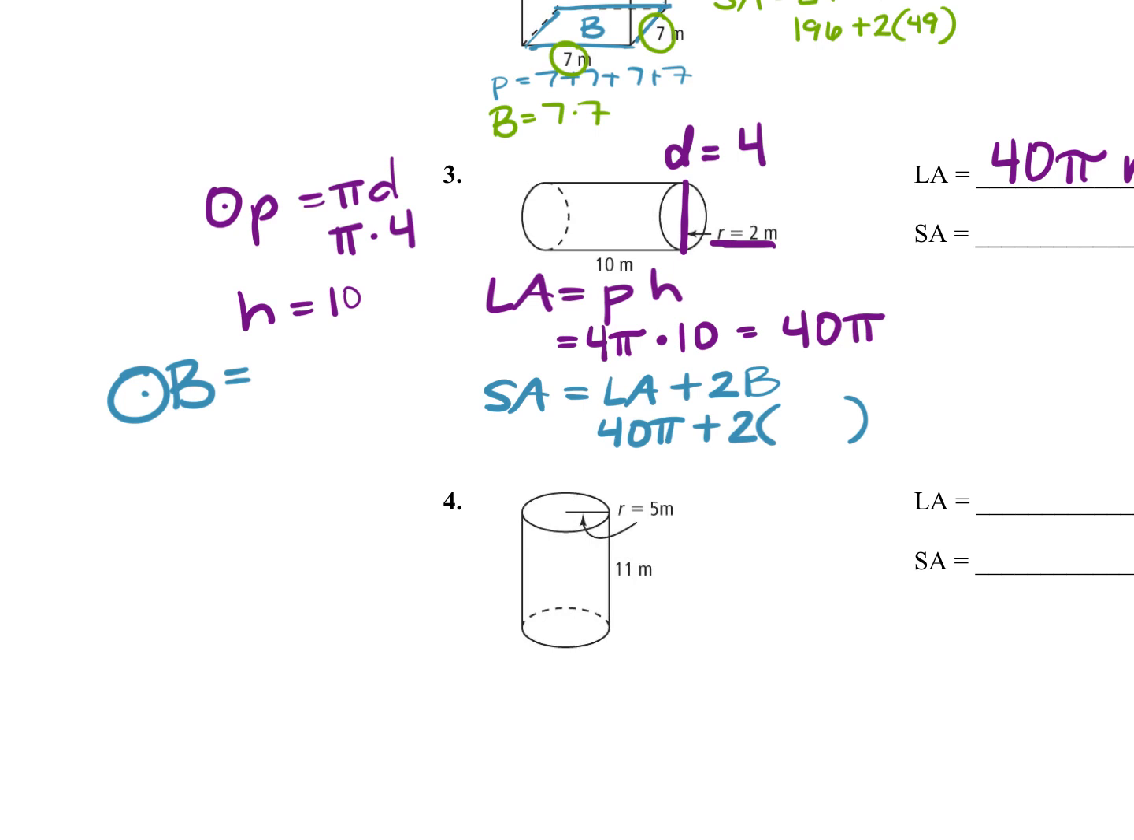So what is B? What's the formula? You wrote it on your sheet. Pi r squared. When you're looking for B, gentlemen, you're looking for pi r squared. What is r right now?